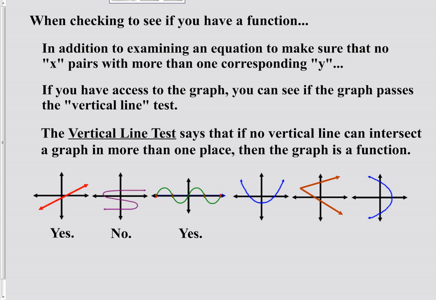Then we have a vertical parabola, upwards opening. That one is a function as well. We have some type of an absolute value graph going on in the brown one, not a function. A vertical line will hit it more than once. And then we have a leftward opening parabola, and once again, that one is going to fail the vertical line test. So we just saw how those work.